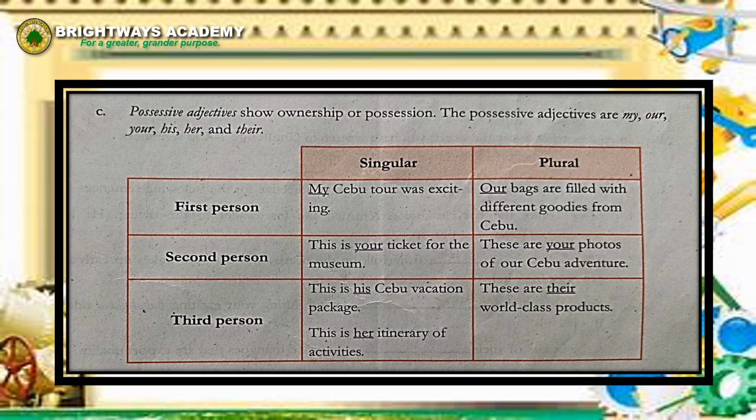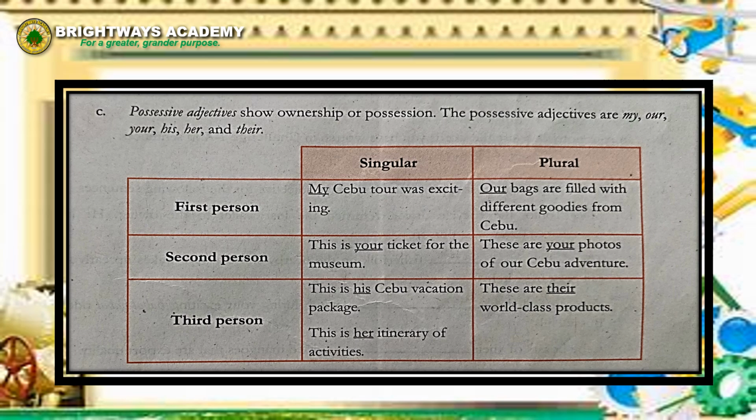So the plural possessive adjective that we use is our. In singular, the possessive adjective is my. Okay, that is in the first person. So yung nagsasalita ay yung mismong nagsasalita. Okay, the second person: this is your ticket for the museum. So the possessive adjective your is in the singular form.